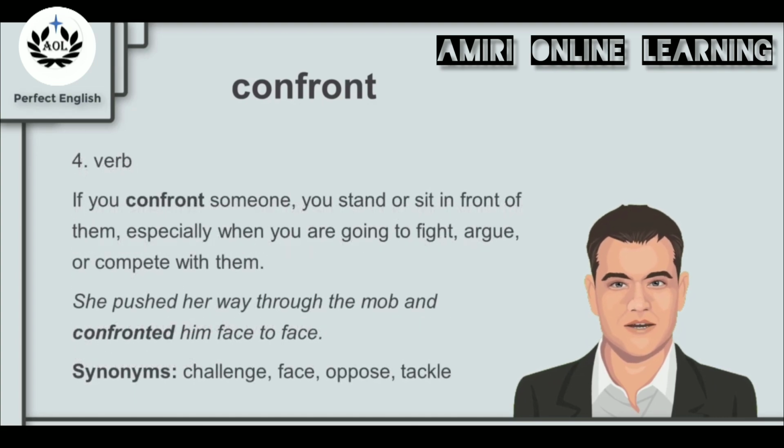We also have a different way to use confront. If you confront someone, you stand or sit in front of them, especially when you are going to fight, argue, or compete with them. And that is closer to what we saw in the picture. For example, she pushed her way through the mob and confronted him face to face. She was not afraid of him. She was ready to fight, argue, or compete with that man with no fear whatsoever. And synonyms for this meaning of confront are the words challenge, face, oppose, and tackle.